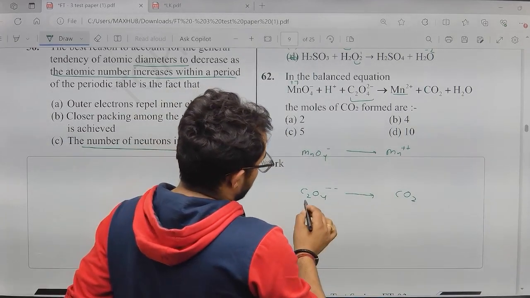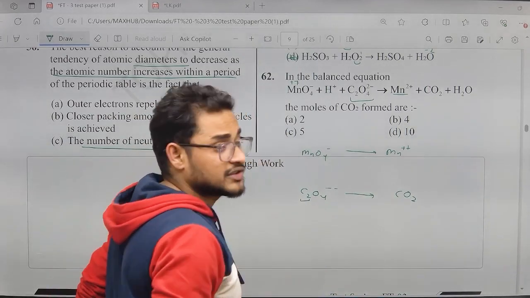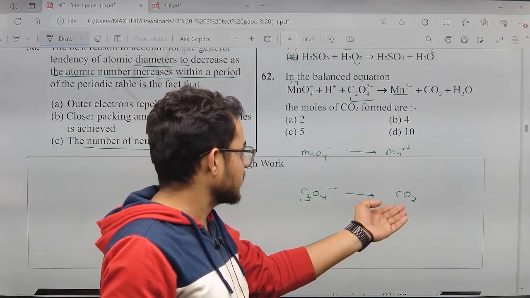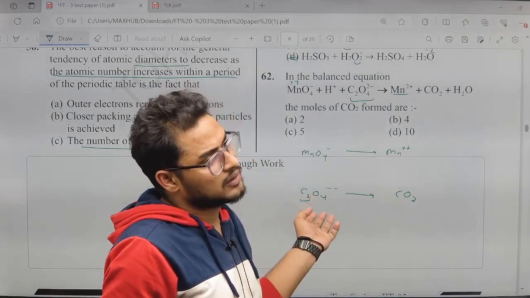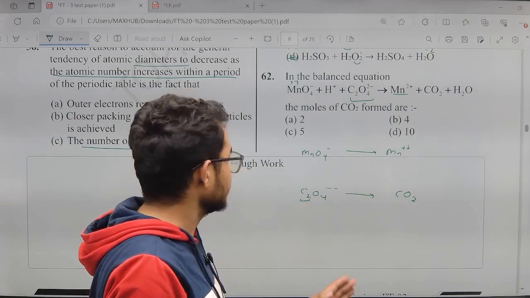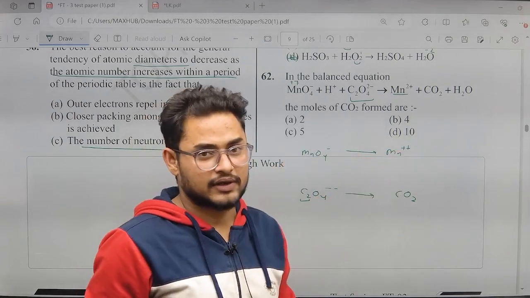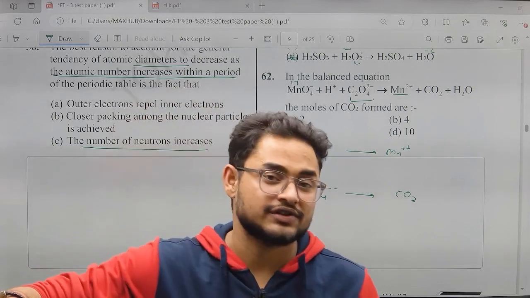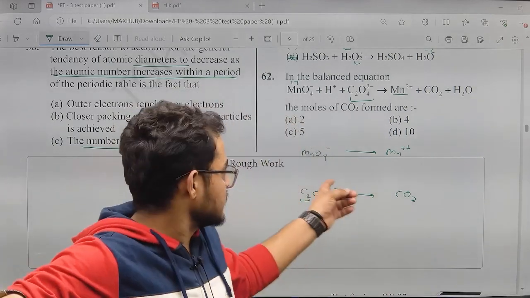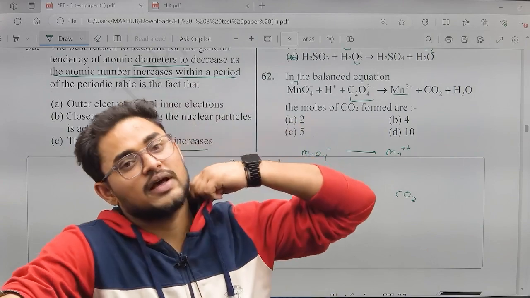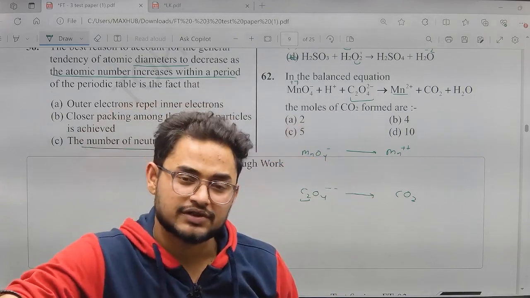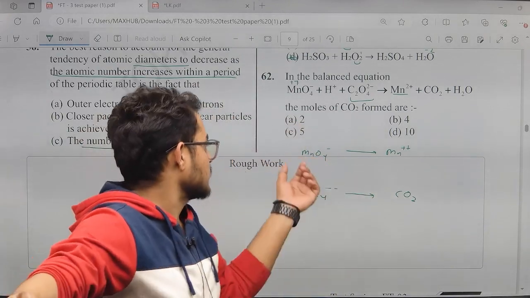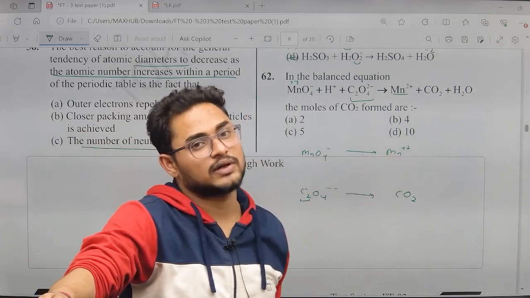Now there is a carbon atom whose oxidation state is going to change. If you see, there is +4 and +3, right? So oxidation is +3 to +4 and reduction is +7 to +2. Now I'm going to balance the atom whose oxidation state changes. In the first half reaction, Mn is the element whose oxidation state changes, and Mn is 1 on the left-hand side and 1 on the right-hand side.